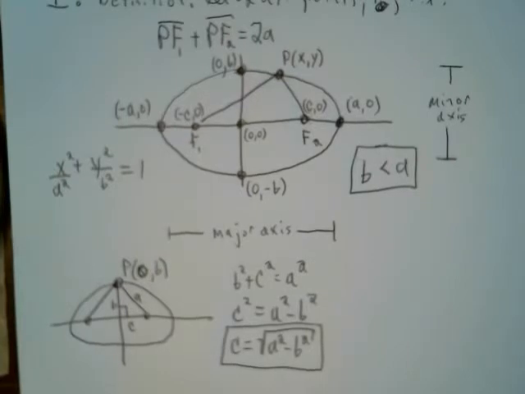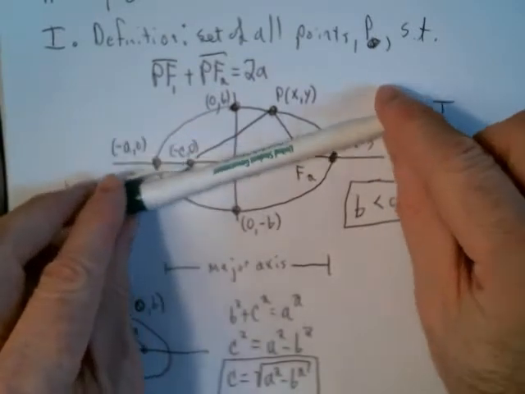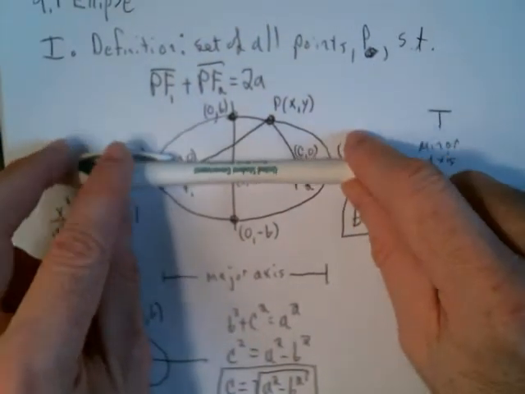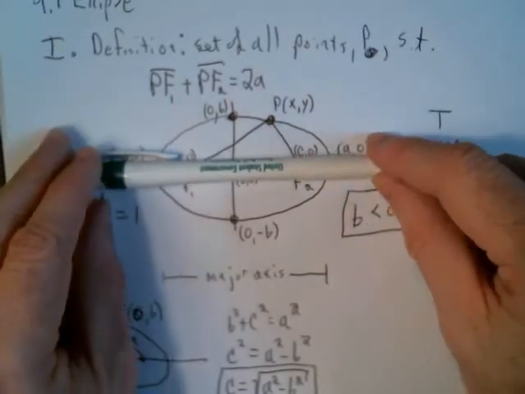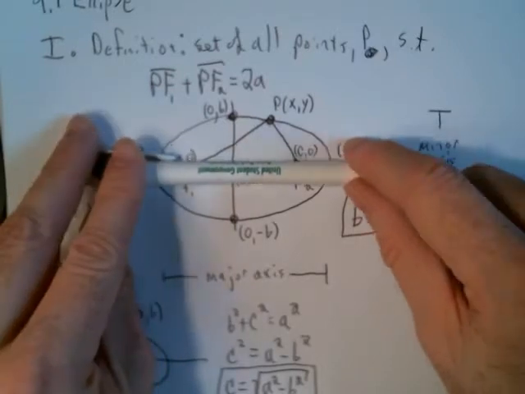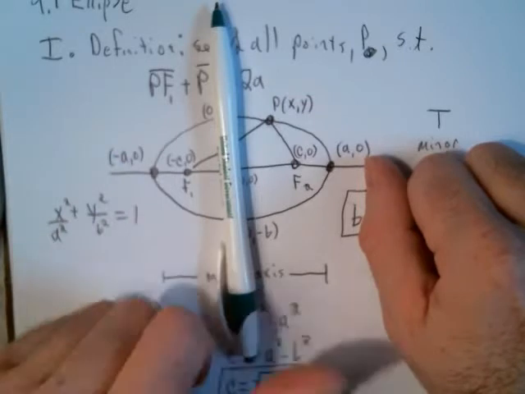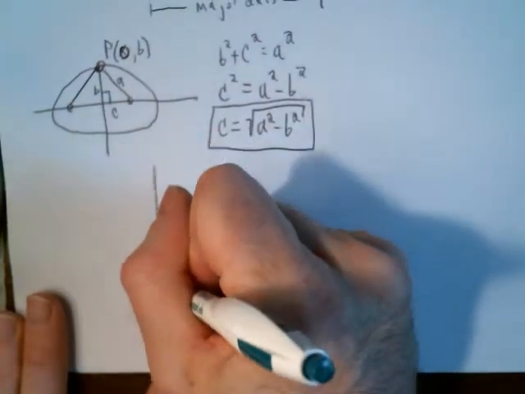Okay, so you can have different orientations of ellipses. You can actually rotate the ellipse on any angle you want. In particular, though, in this book, we'll just look at the ellipse where the major axis is on the x-axis or parallel to the x-axis, and then the minor axis is on the y-axis or parallel to the y-axis. Okay. So let's look at the other orientation then.